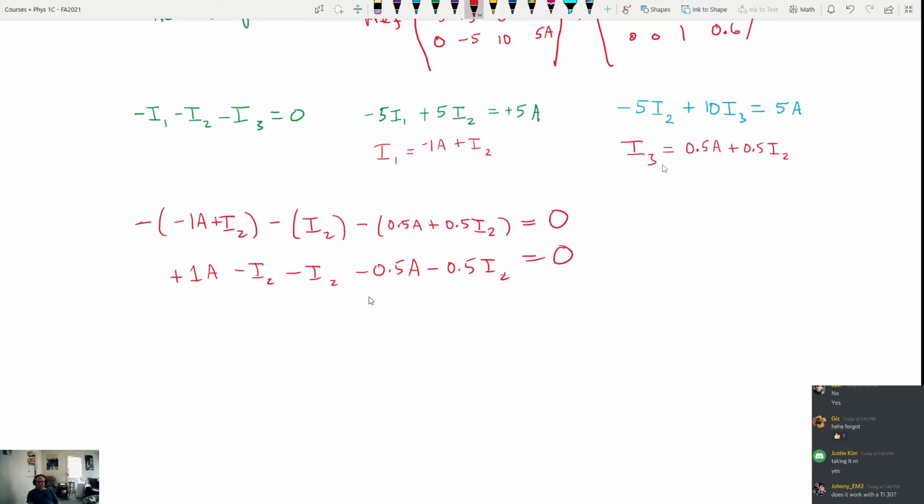So what do we have? Negative 2.5 I2 is equal to 1.5 amps. We then divide both sides by, let me make sure I did that right. Positive 1, no, I didn't do it right. Positive 1 minus 0.5 is negative, no, positive 0.5. So this is going to be equal to negative 0.5 amps. There we go.